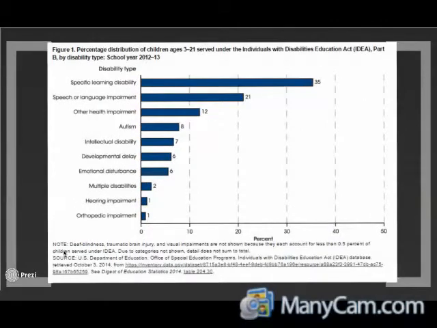The next graph we are going to talk about is the prevalence of disabilities within the school system based on the IDEA Act, once again, the Individuals with Disabilities Education Act. You'll see that specific learning disability, such as ADD and ADHD, is at the top with 35%, speech or language impairment with 21%, other health impairments 12%, and then autism makes up 8% of those with disabilities.